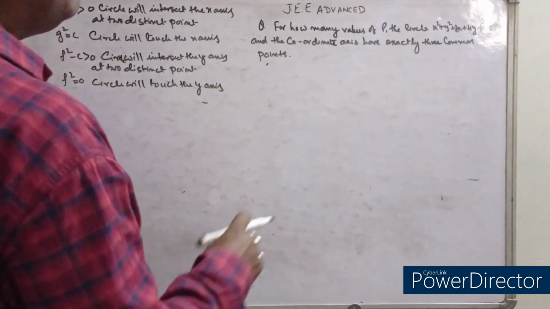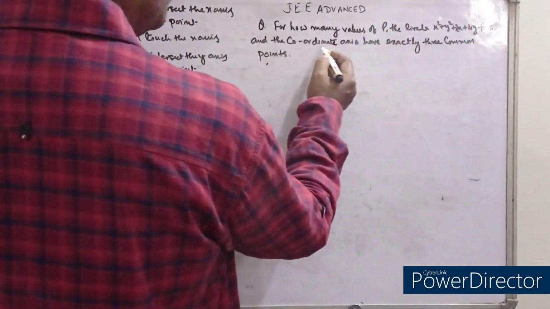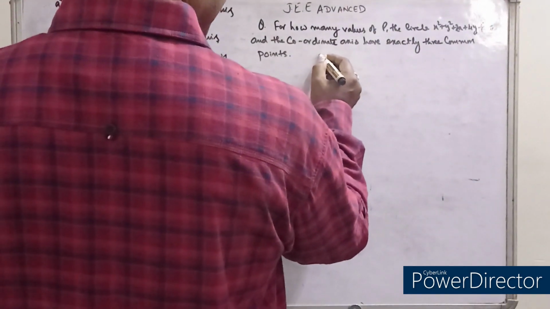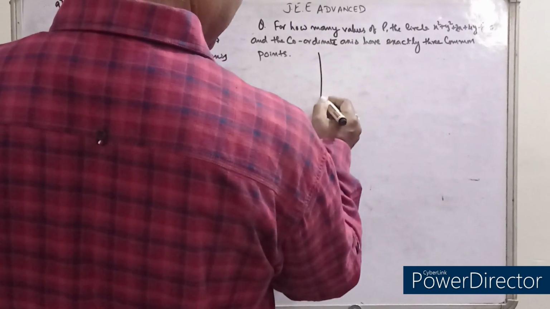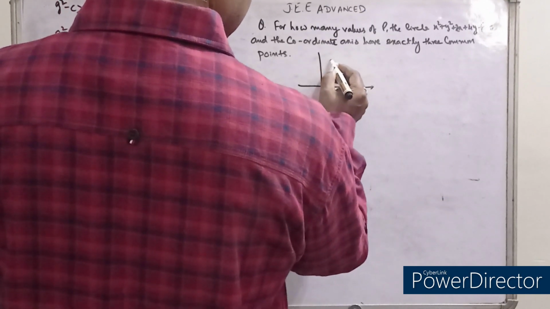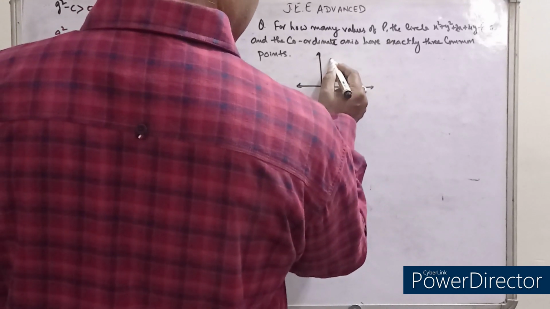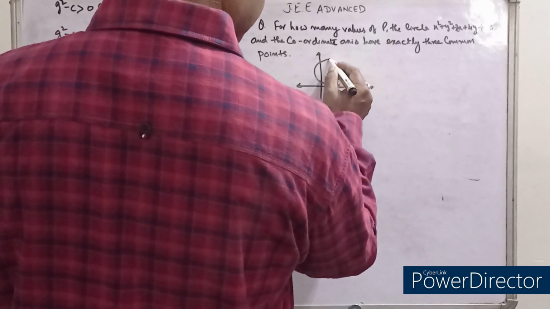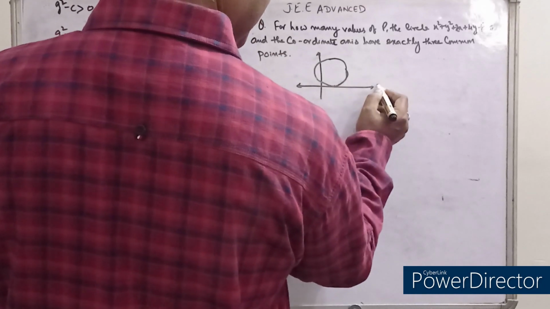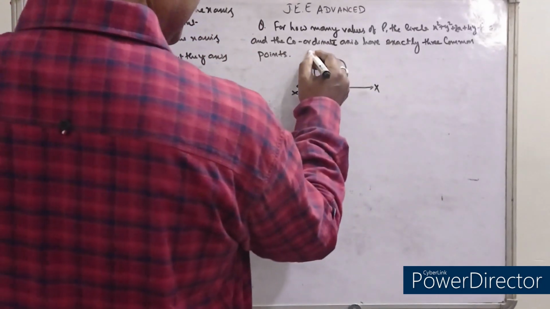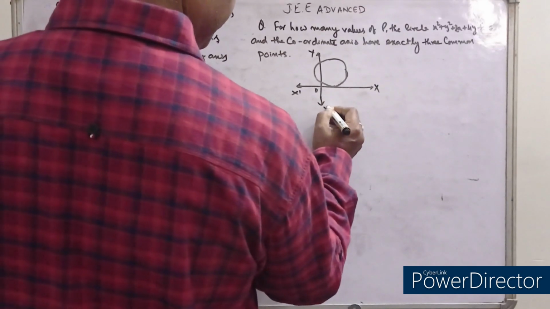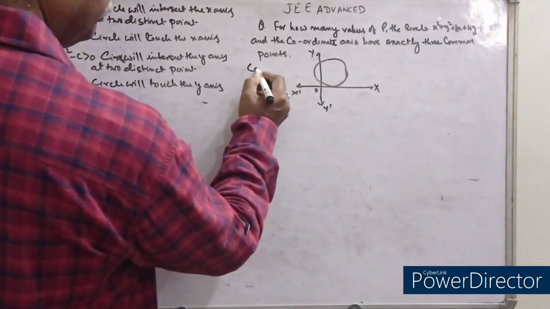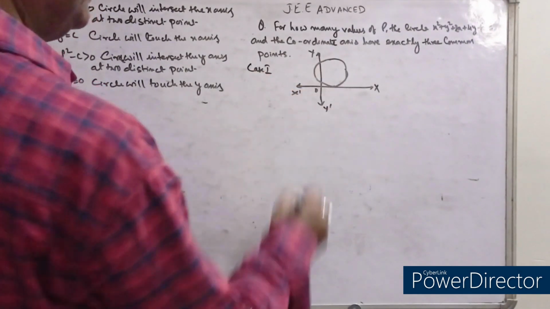Now the question is, for how many values of p do the circle and the coordinate axes have exactly 3 common points? So 3 common points. There are 3 possible ways. One is that the circle will intercept the y-axis, and then it will touch the x-axis. This is x o x dash, and this is y o y dash. Here you see these are the 3 common points, 1, 2, 3. This is case 1.